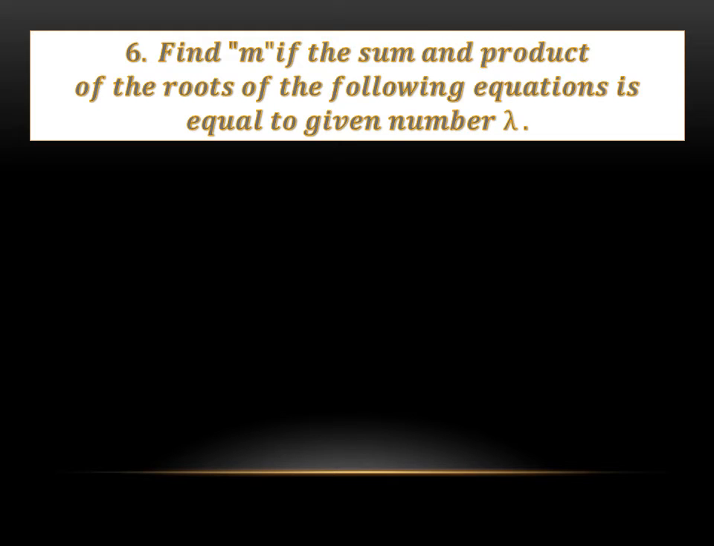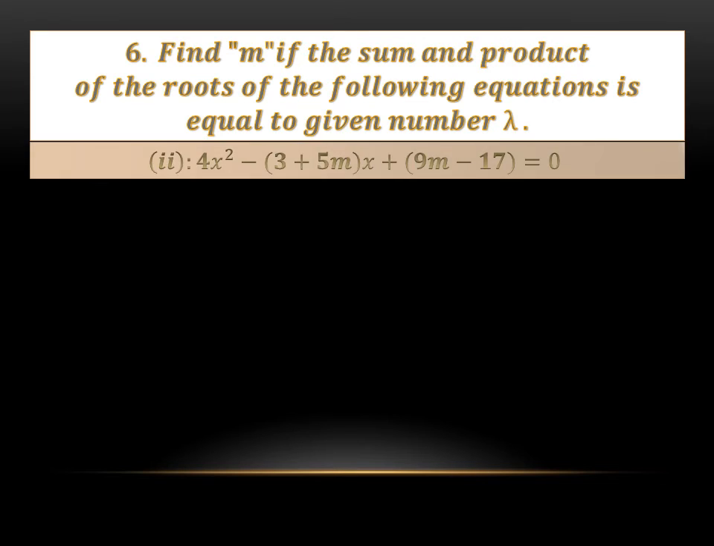Coming to the second part of question number 6, the question is the same. We have to find the value of m. First of all, we will find the sum of the roots, then we will find the product of the roots. Both the answers will be equal to lambda, and after finding the two fractions for lambda, we will put those two fractions equal to each other, and after cancellation and simplification, we will get the answer of m.